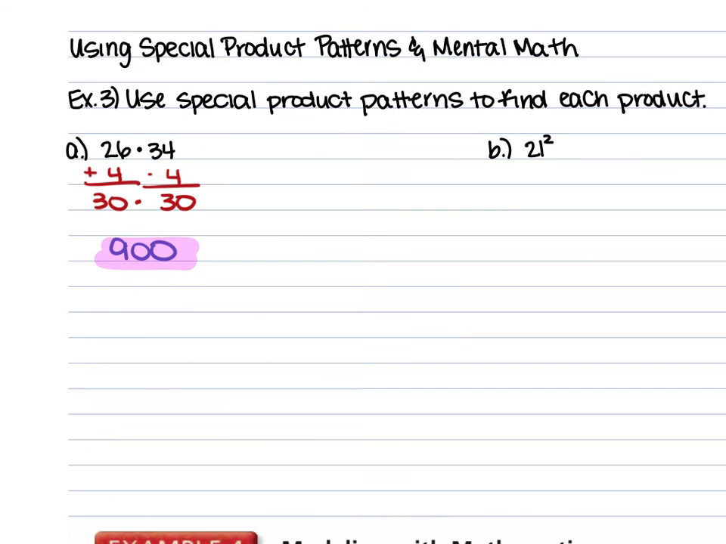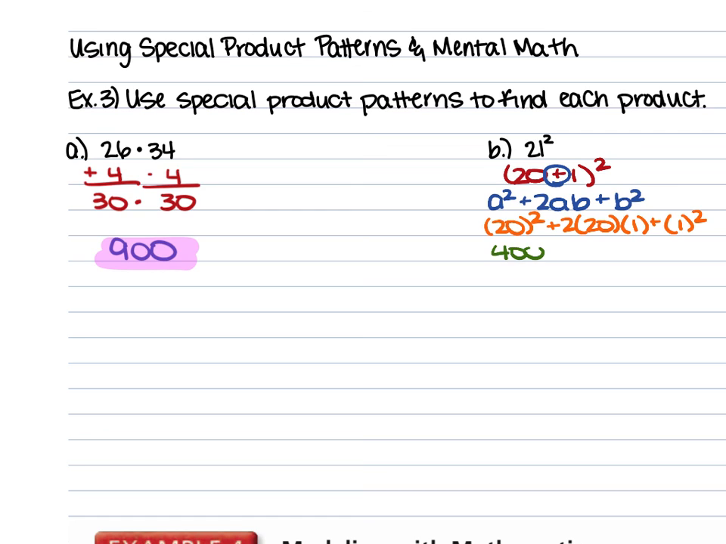For example B, you have 21 squared. Think about this like 20 plus 1 squared. If we used our formula for this, that a squared plus 2 times a times b plus b squared, that a would be the 20, so that would just be 20 squared, plus 2 times 20 times 1, plus b squared, which is 1 squared. So 20 squared is 400, plus 2 times 20 is 40, times 1 is 40, plus 1 is 1. So 400 plus 40 is 440, plus 1 gives us 441. It would be the same exact thing as taking that 21 and multiplying it by 21.